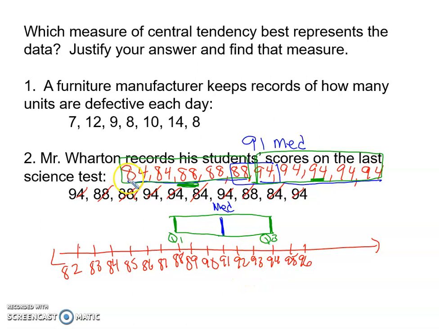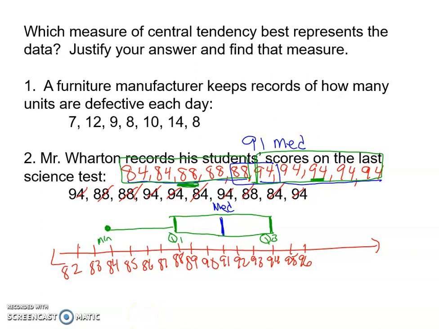Now let's look at our lowest number. Our minimum value is an 84. So that's where one piece of my whisker is, my low end whisker. My highest number is a 94. That happens to be my quartile 3. So I don't have an upper whisker here. Okay? Alright, so this is the minimum. My maximum is 94, which is my quartile 3. And the median was 91. The quartile 1 was 88.